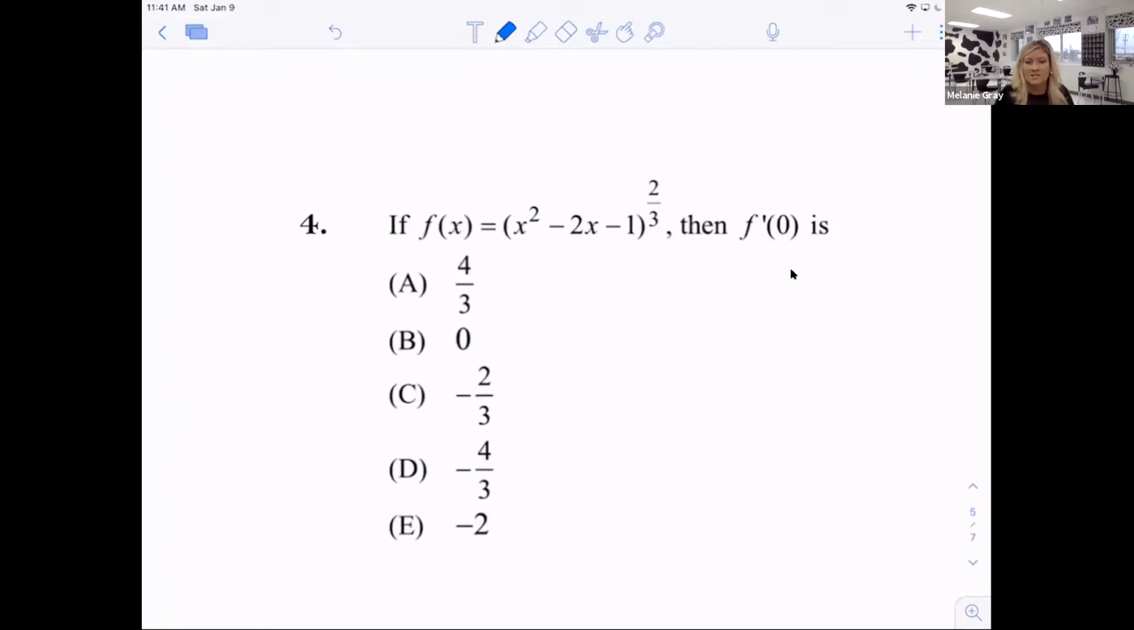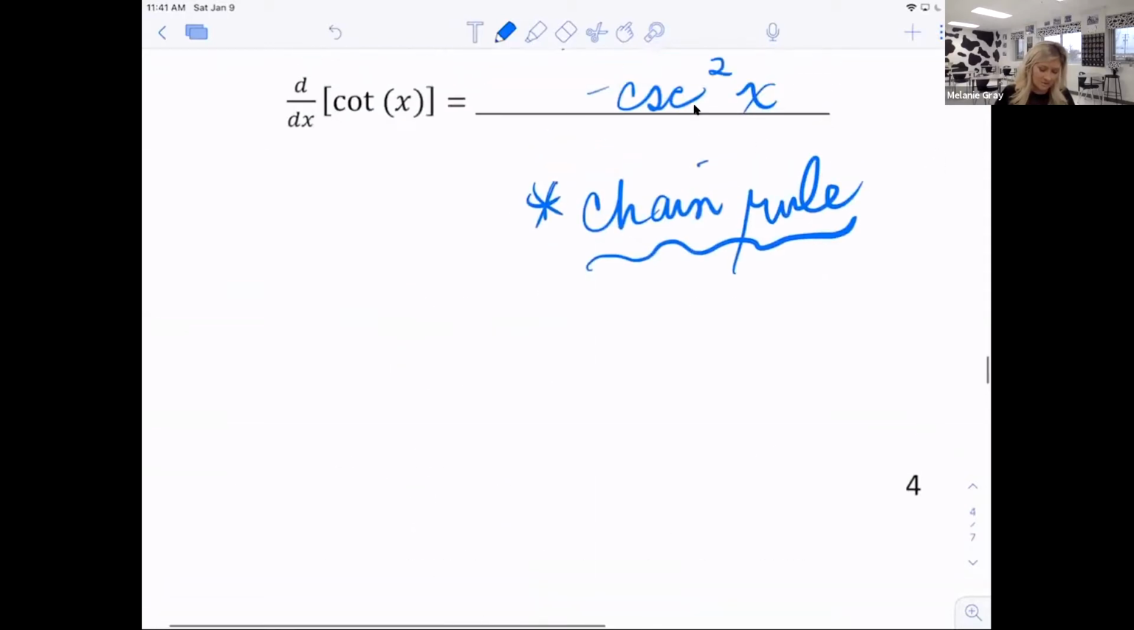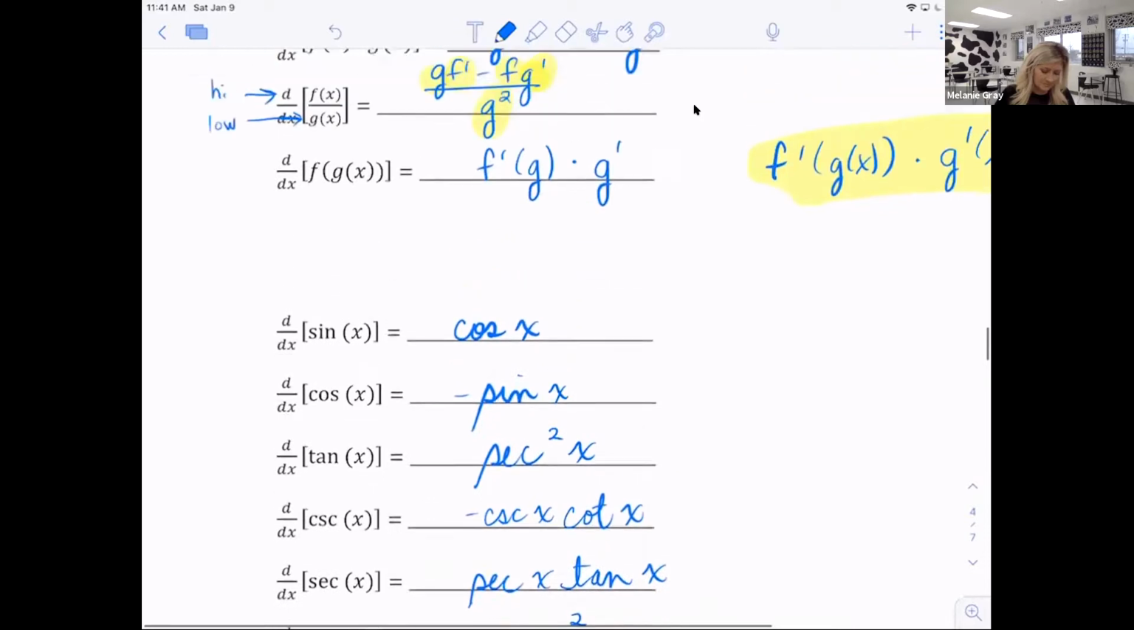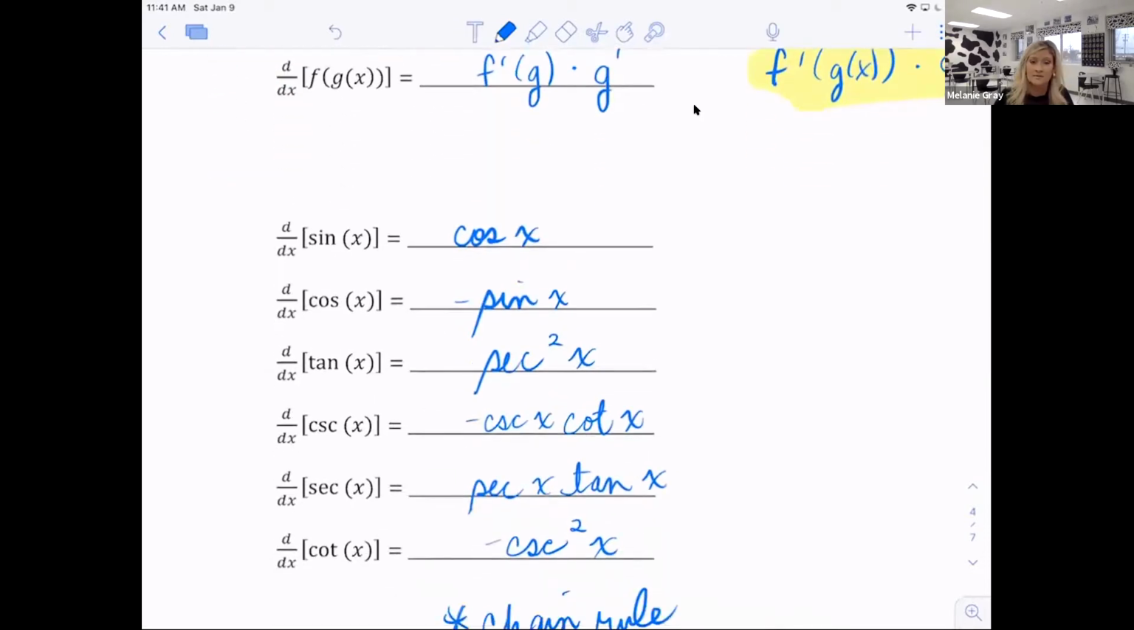Oh, good question in the chat that I would like to just stop here for a minute and address. When do you use d by du and use u, any quantity? That's sort of what I was talking about with the chain rule. So these are all just the basic rules for the trig derivatives.